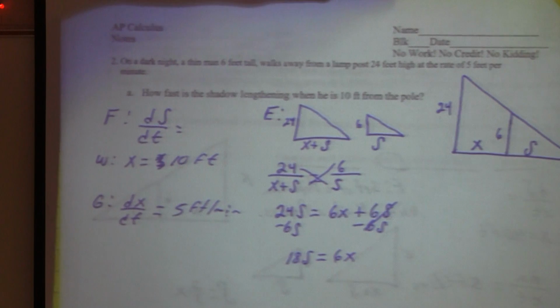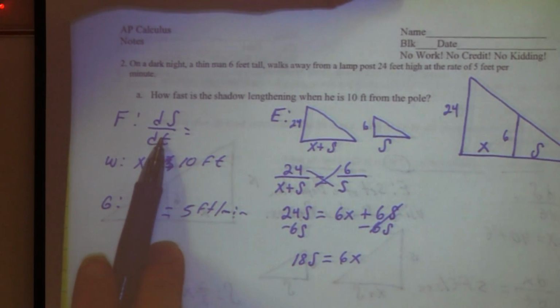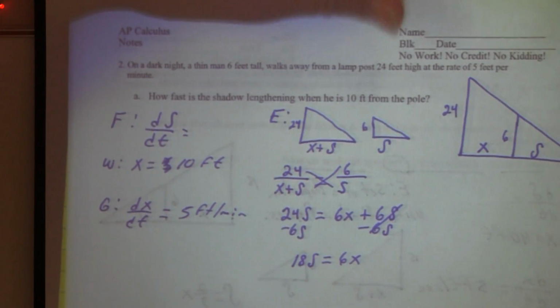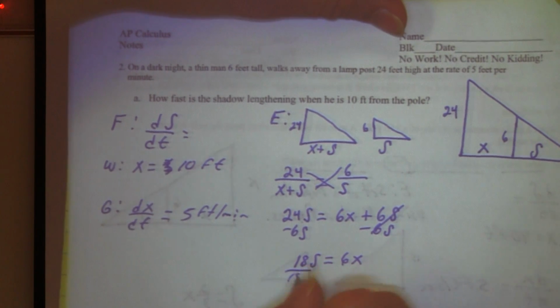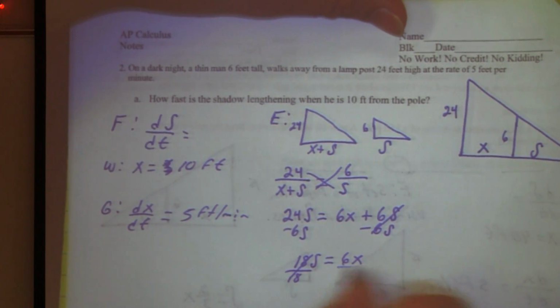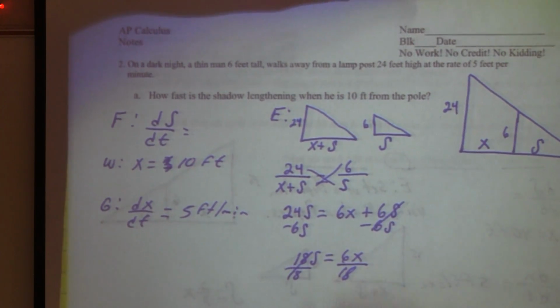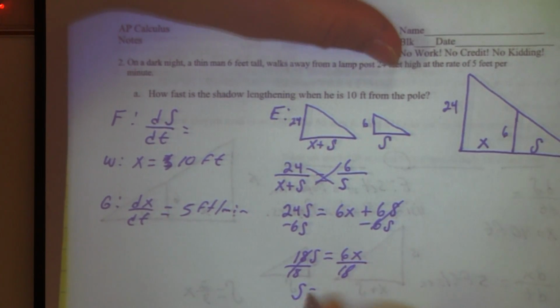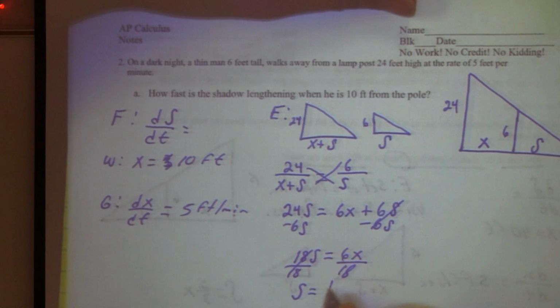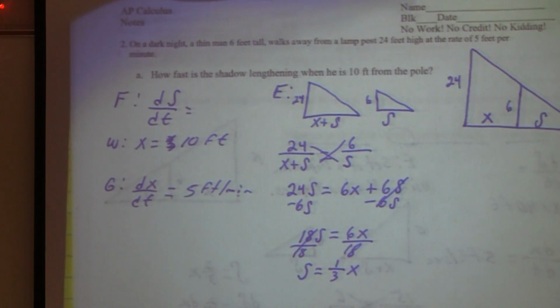What are we ultimately trying to find? ds/dt, so maybe we should make it s equals? If we're looking for ds/dt, then it would have been better to make it what? s equals, right? So I know that s is equal to 1/3 x. Alright, let's do it. What's its derivative?